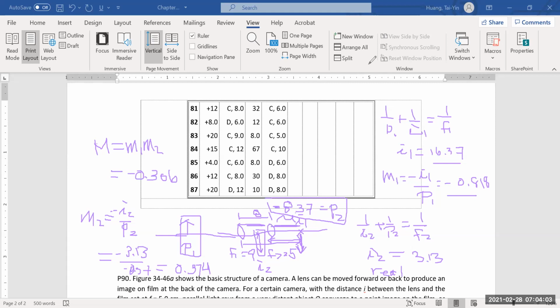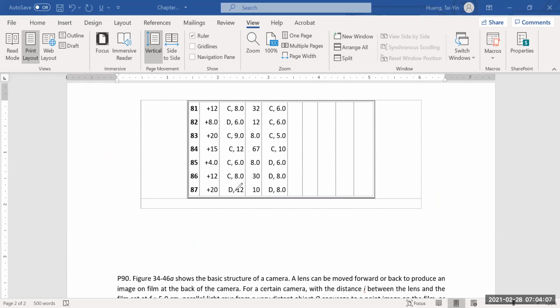And then the next one I want to do is 87. The previous two examples had two lenses that were both convergent lenses. This one is still with two lenses, but both are divergent lenses. For a divergent lens, you apply the lens equation as usual, except that the focal length is now negative.